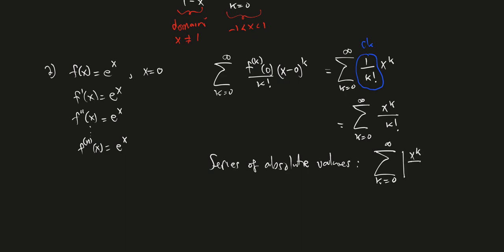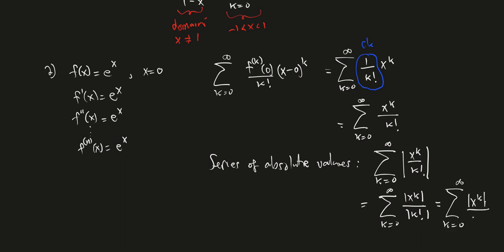So x to the k over k factorial. And then we know we can write this as the absolute value of x to the k divided by the absolute value of k factorial. I don't know if x is positive or negative, so I can't simplify this any further. However, the denominator can be simplified, in the sense that k factorial is always going to be positive. As k goes from 0 to infinity, k factorial is always positive. So that denominator is always positive, so it looks like this.